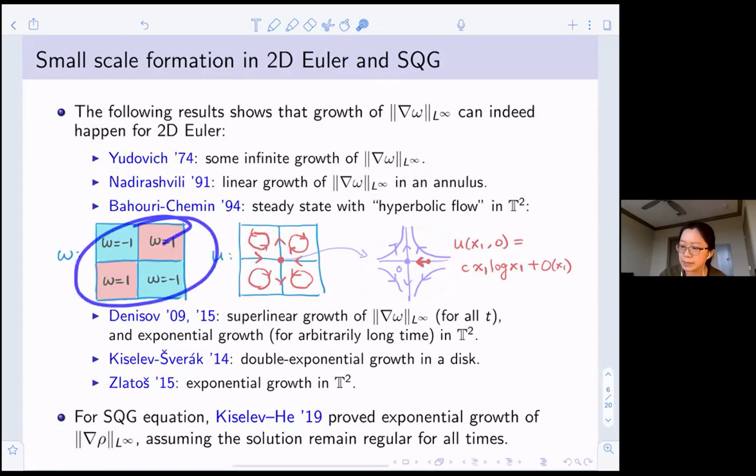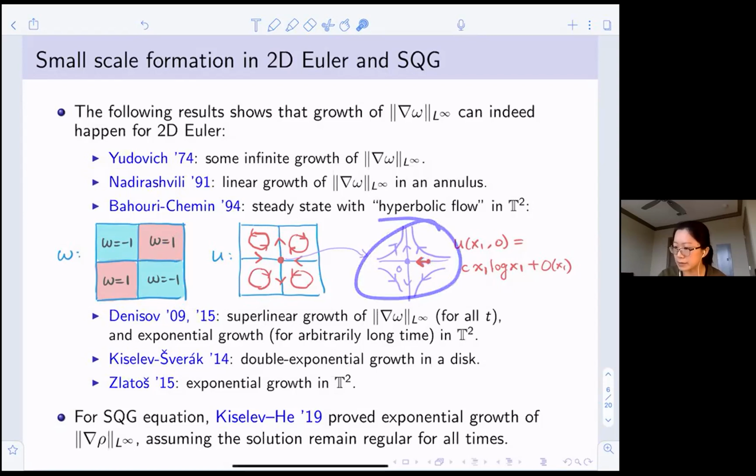So this steady state itself actually is not smooth, right? Because omega actually has a jump, which means that it has infinite gradient. However, if we ignore this fact and just look at the velocity field, then notice that the particles are approaching each other double exponentially fast in this steady state.